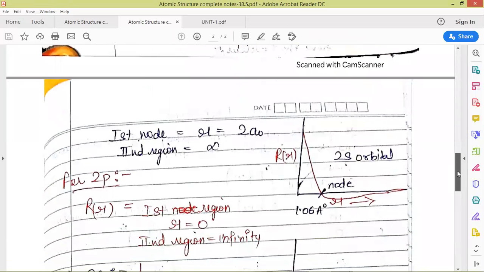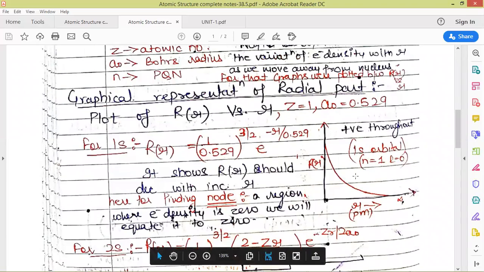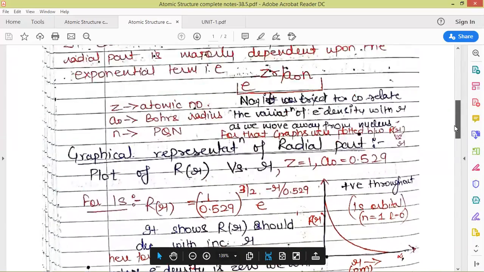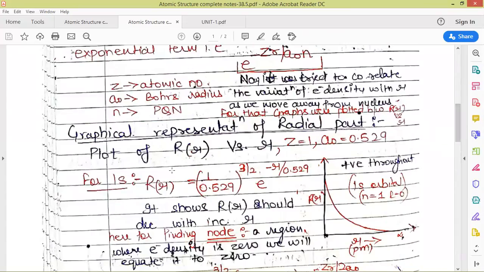For the 2s orbital, I think this part we'll be discussing in the next video. So that is it for this video. We'll start with the graphical representation of the radial part in the next lecture.